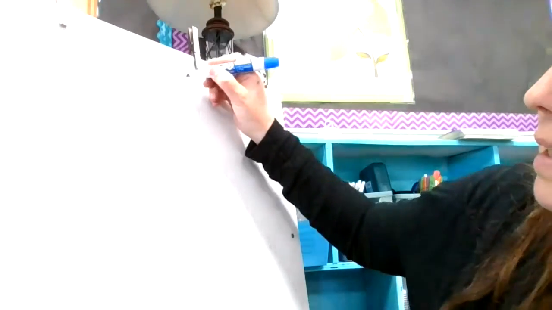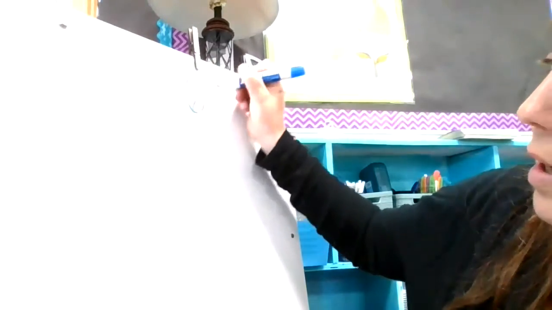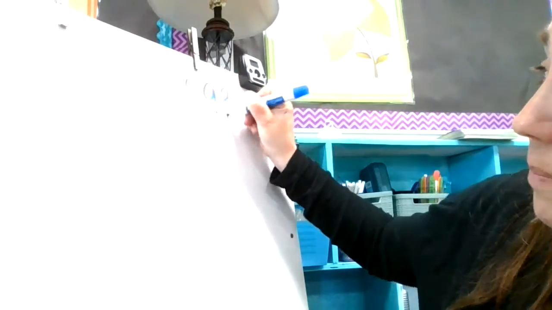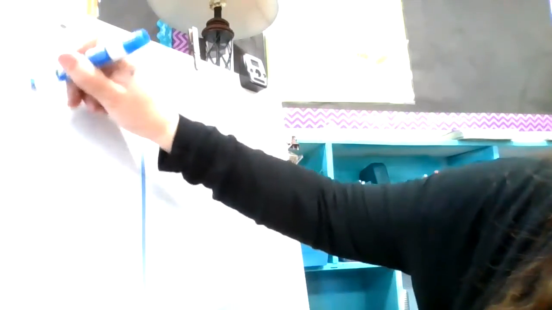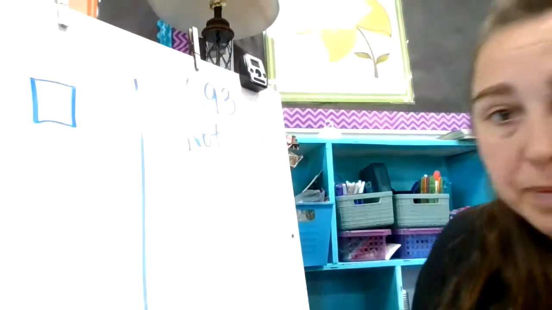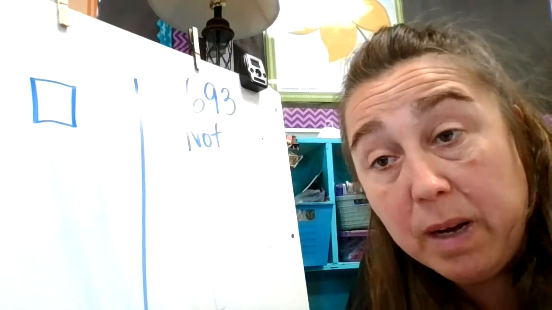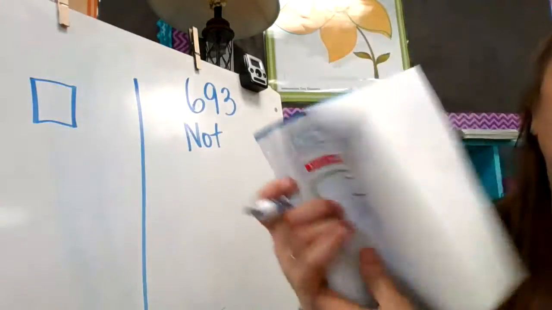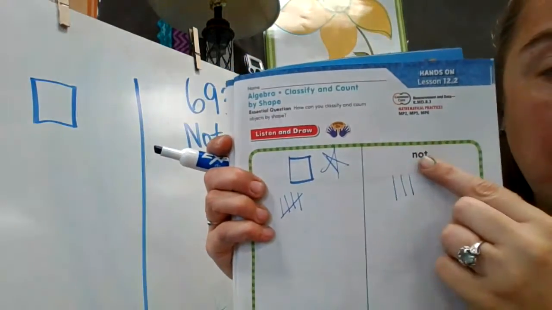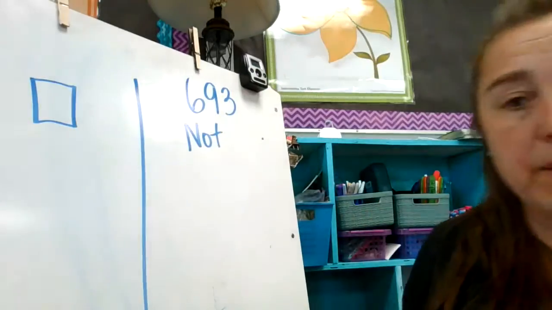So on page 693, there's a line down the middle and it says not, and this one is blank, and we're going to draw a square at the top. So if you would please grab your math workbook that looks like this, Go Math, and you're going to open up to page 693, and you're going to draw a square in the top of one and not in the other one. All right?